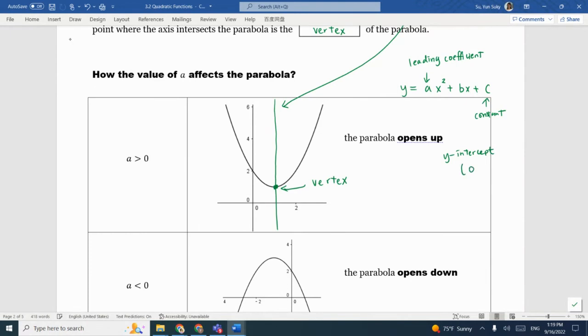Okay, the y-intercept is (0, c). Is that okay? Because when you plug in x equals 0, see? When x is 0, this term is 0, this term is 0, so y equals c. So this is the y-intercept of the parabola. So far, so good, everybody? Okay, let's keep going.